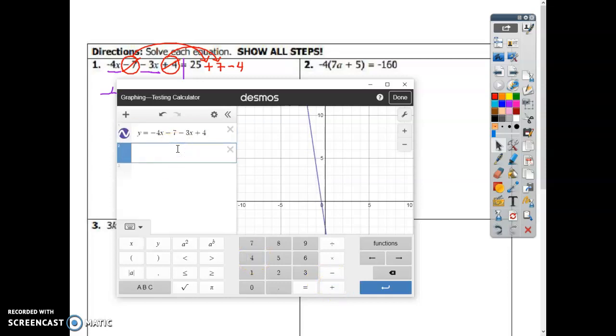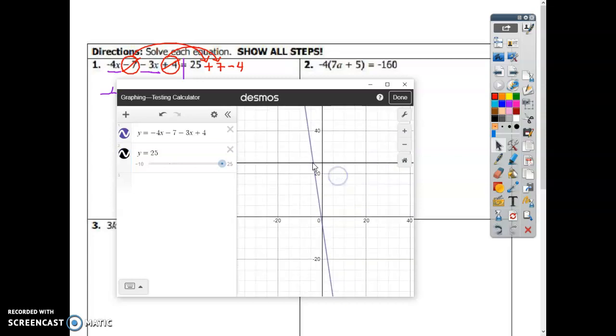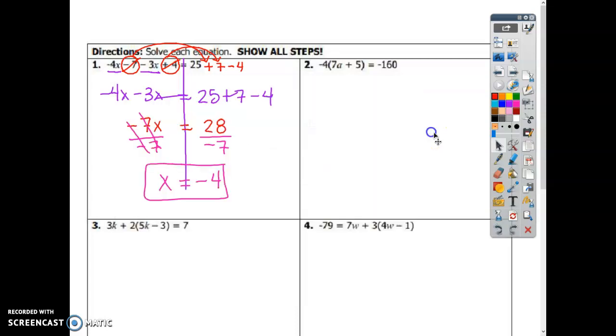And then y equals the right side, which was 25. Okay, you zoom out, and you look at where both lines cross. The answer is the x, which is negative 4, and that's exactly what we got. So check, my work is correct.